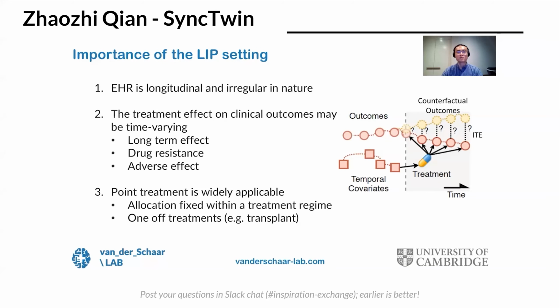The LEAP setting is important for medical problems because it captures the characteristics of EHR data. The patient's health status is measured longitudinally at irregular intervals. Furthermore, the treatment effect on clinical outcomes may be time-varying, and it is important to understand the effect over different time horizons, both in terms of therapeutic effect and adverse effects. Finally, the point treatment is also widely applicable. Very often, the allocation is fixed within the treatment regime, which can be weeks or even years. It can also capture one-off treatments, such as surgical interventions or transplants.